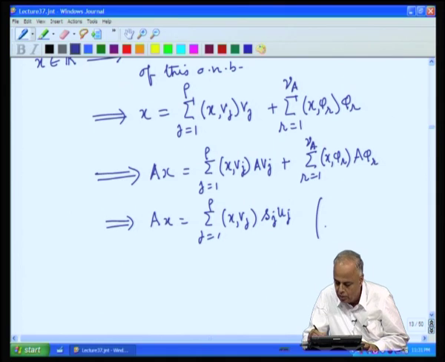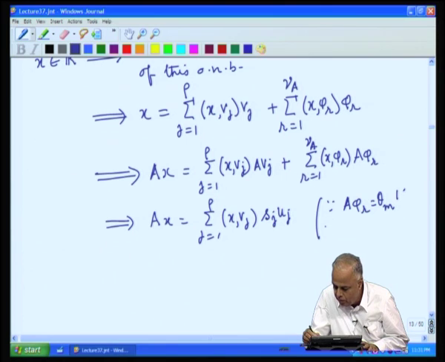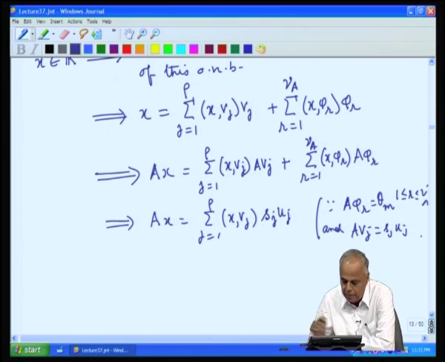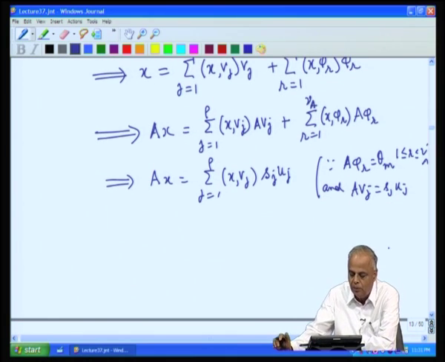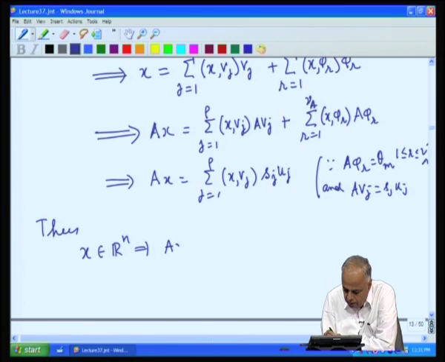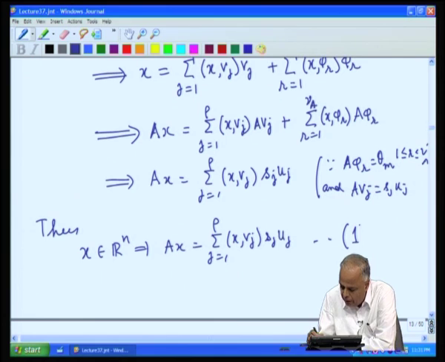So, all these terms just give the 0 vector, and we can ignore them because A phi_r is equal to theta_m for 1 less than or equal to r less than or equal to nu_A, and A v_j is equal to s_j u_j. These two facts we know by the choice of our basis. Thus, x belongs to R^n implies Ax equals summation j equal to 1 to rho, (x, v_j) s_j u_j. Let us call this equation 1.